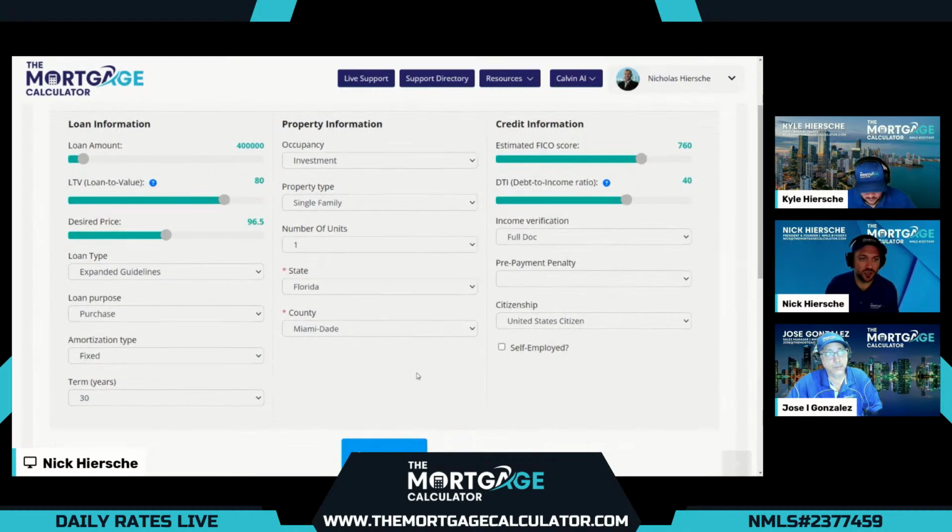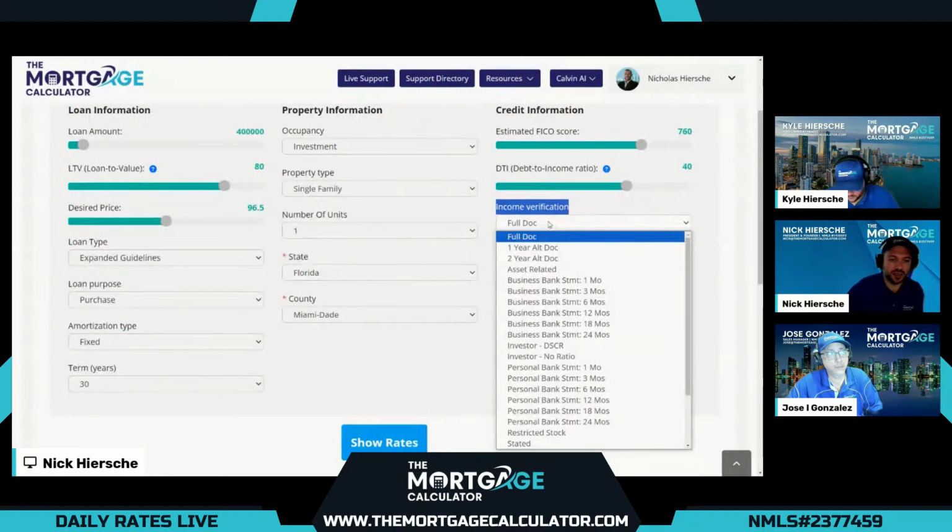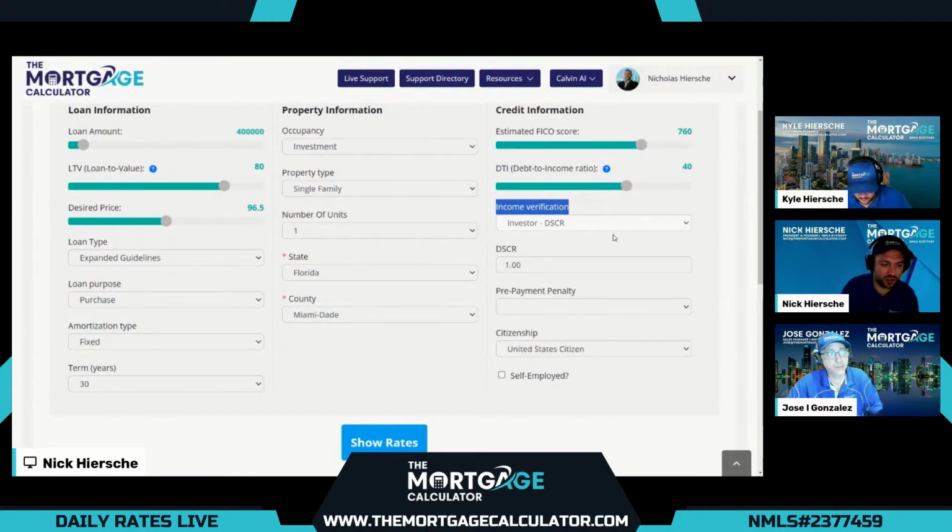So the first option we must select when we go to non-QM is the income type. And the most popular income type for an investment property is going to be our DSCR. That's our most popular loan as well because it doesn't require any income or employment or documentation from our borrower. Simply use the estimated rents from the appraisal to determine a DSCR value.